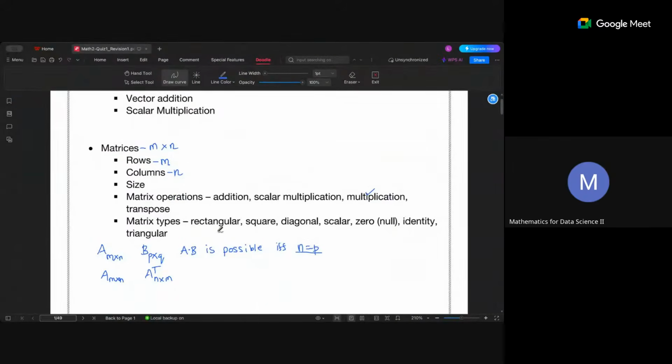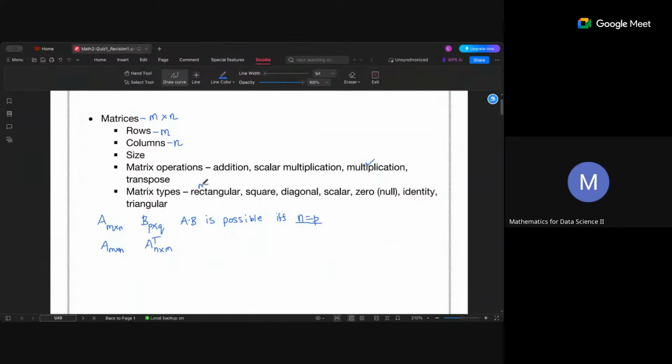Okay. And in matrix types, rectangular matrix means an m by n matrix where m is not equal to n, and square means m is equal to n. Okay, fine. And diagonal matrix means that you have some diagonal entries here. It can be 0, non-zero, or anything, but all the off diagonal entries should be 0. That is a diagonal matrix.